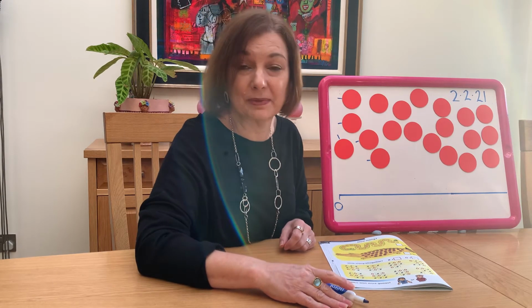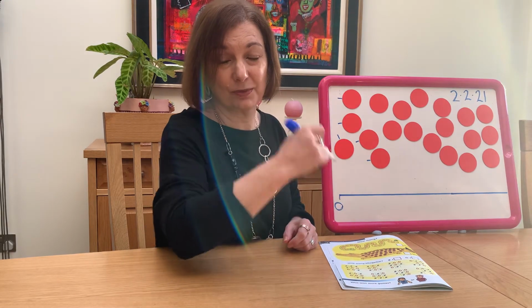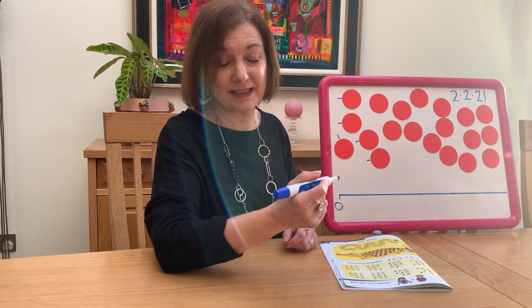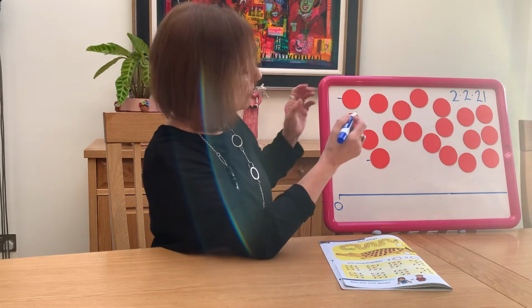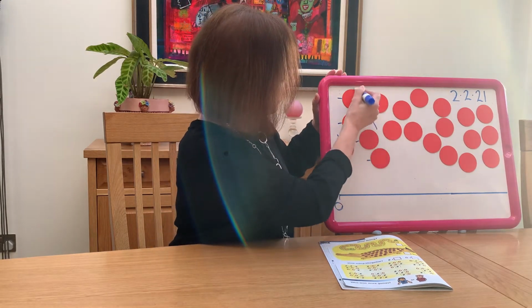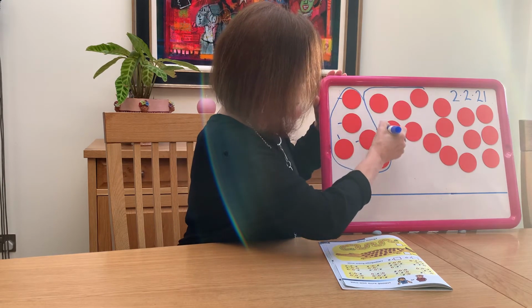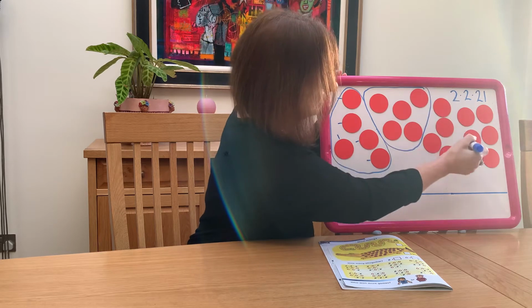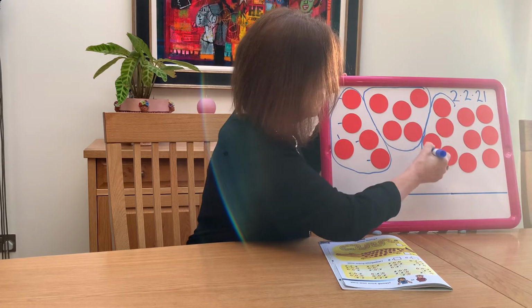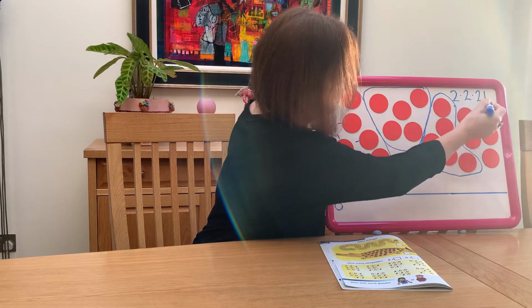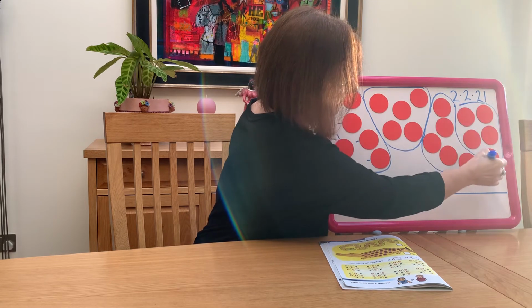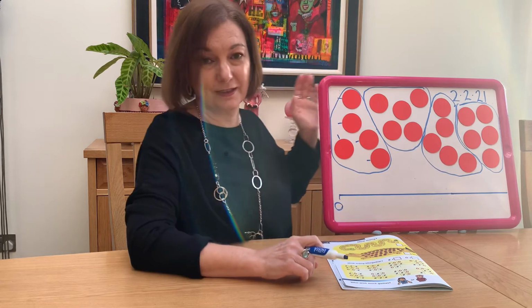We could also maybe try counting in 5s. So I'm going to look for groups of 5 and I'm going to use a pen to put a ring round them. Let's see if that's even quicker than counting in 2s. So 5, 10, 15, 20. So that was even quicker again than counting in 2s.